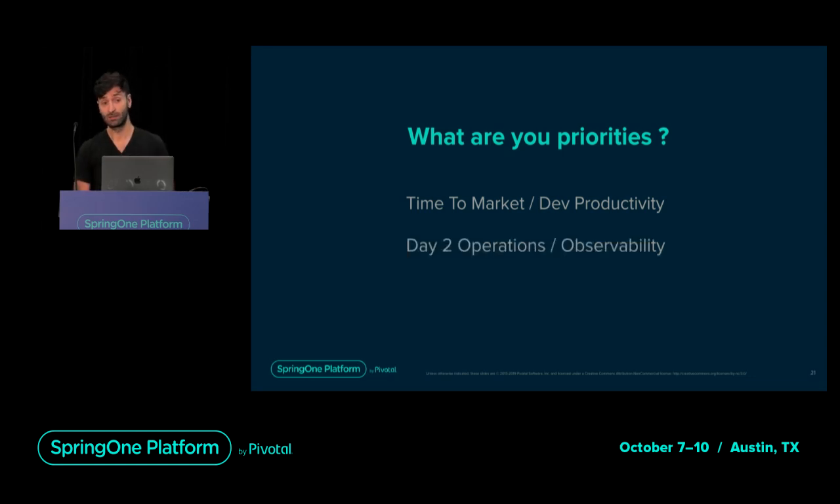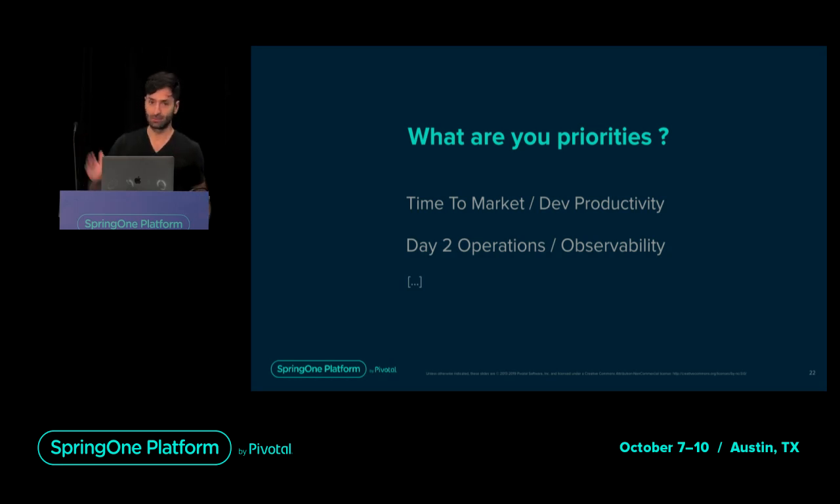And then the second priority in general is, what about day-two operations? We want to make sure applications can be observed, managed and monitored, etc. So that's a very important priority, to control the cost of running your application. Customers tell me that all the time.